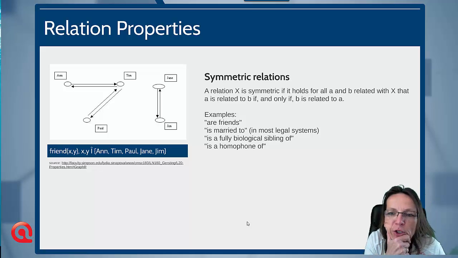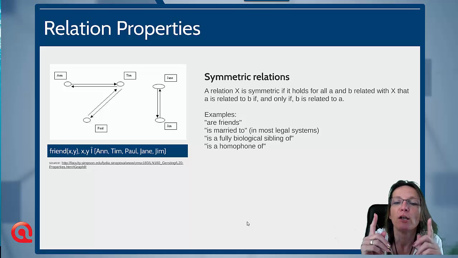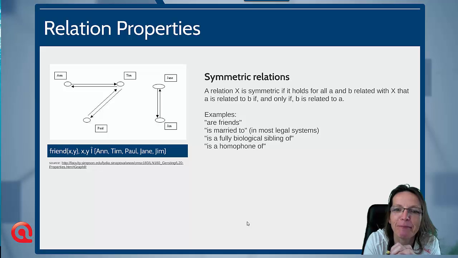So semantic relationships, in a more mathematical definition: a relation X is symmetric if it holds for all A and B related with X, that A is related to B if and only if B is related to A. I think the easier explanation is the graphic image of it here. The example of friends: Anne is friends with Tim and Tim is friends with Paul. That doesn't necessarily mean Paul is friends with Anne.